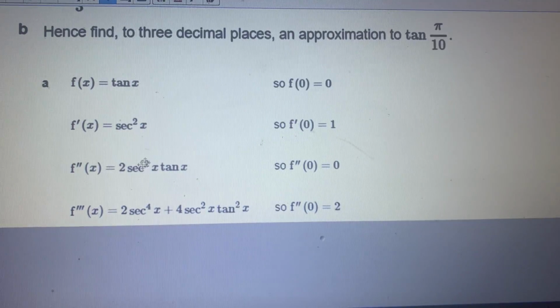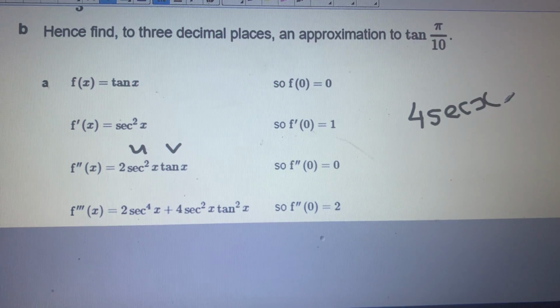And now you have a product. So you can see we are using all sorts of our normal maths now with Maclaurin's. So you've got u and v. If you think of u as 2 sec squared x, then du/dx will be 4 sec x times the derivative of sec x, which is sec x tan x. So you'll get sec squared tan x.